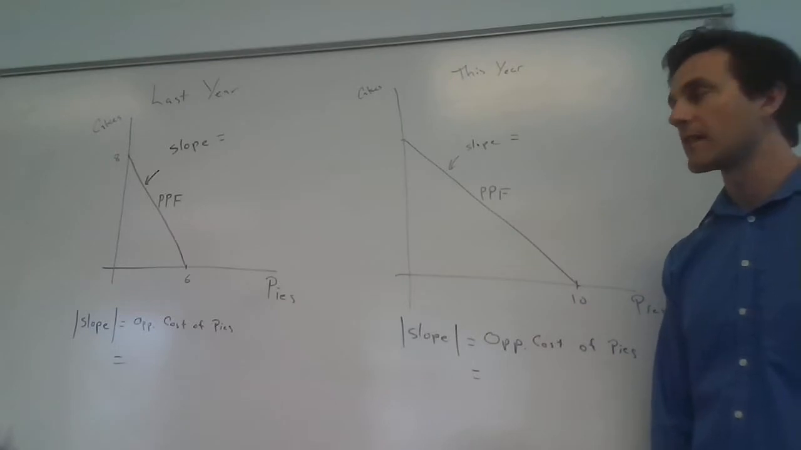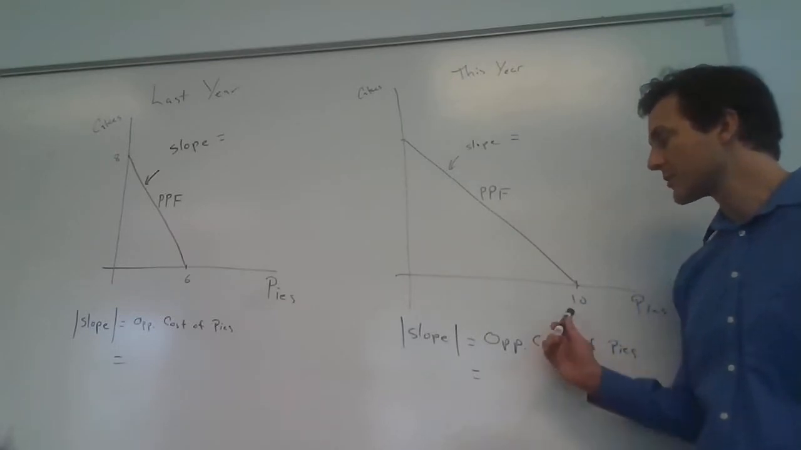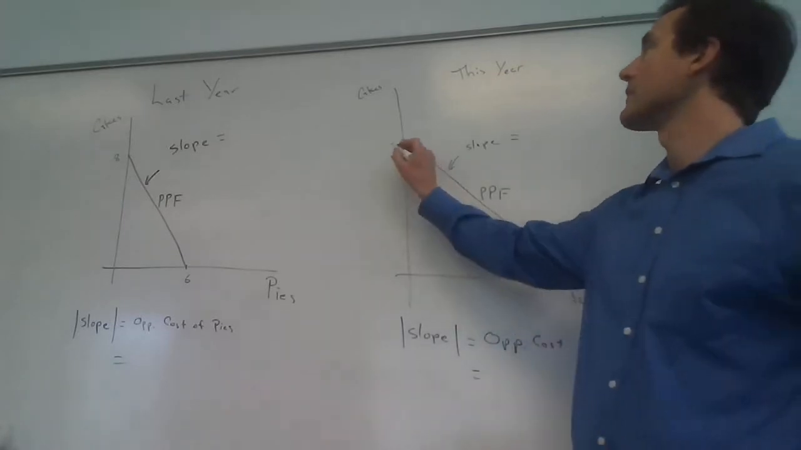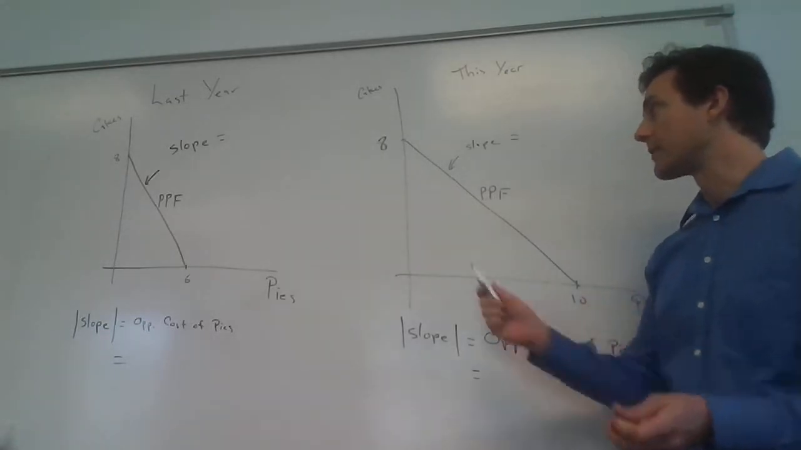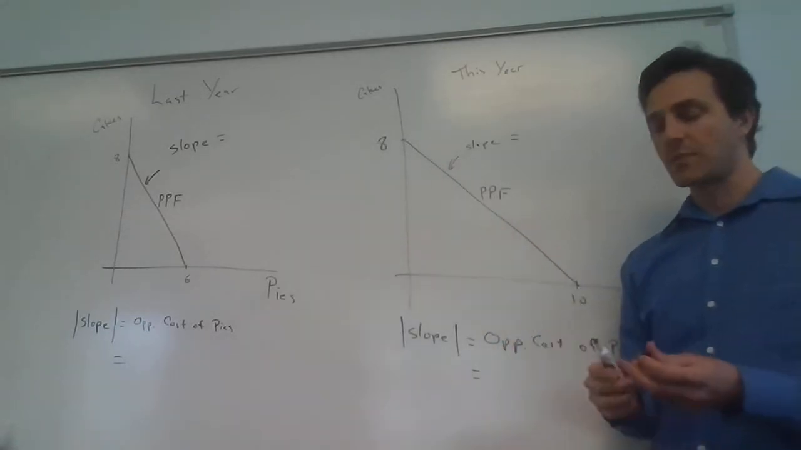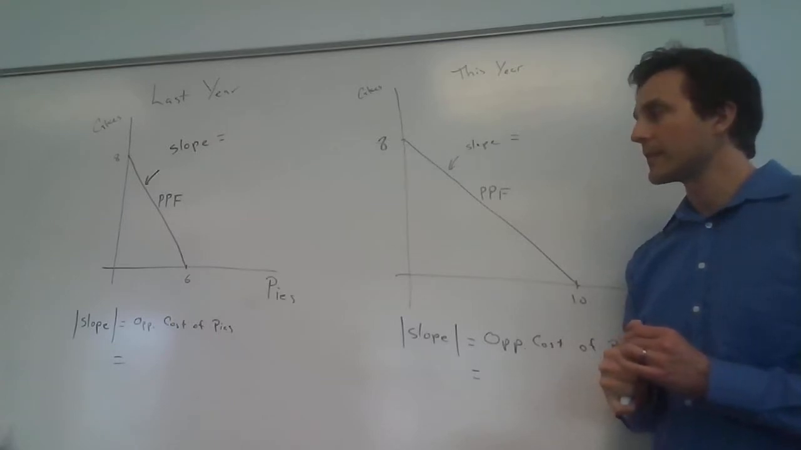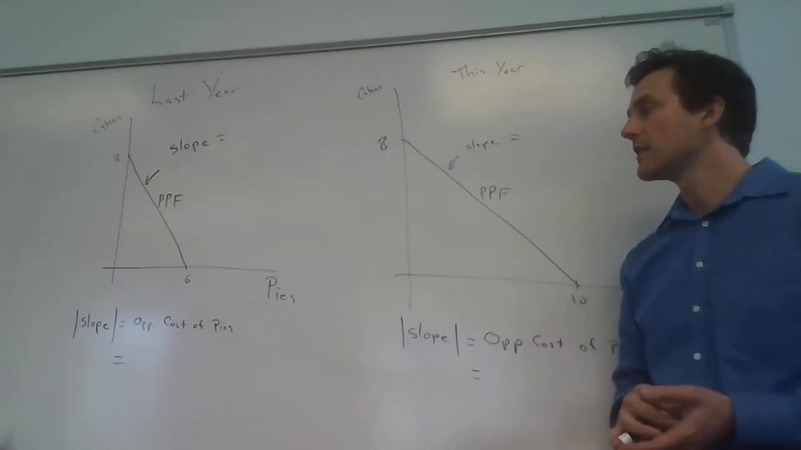And this year, he's now mastered this new pie baking technique. And so he can produce up to 10 pies now, and he can still produce the same 8 cakes, or he can be anywhere in between on this production possibility frontier. So let's say we want to figure out what happened to his opportunity costs.